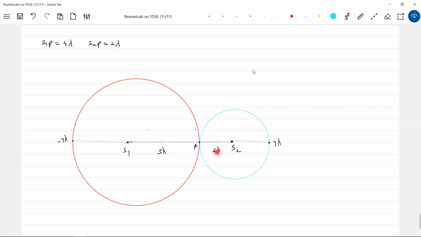So here 2 lambda, okay, 12 lambda, sorry. This will be 12 lambda. This will be 5 lambda. What is the path difference again? 7 lambda only. Path difference is what I wrote, total.